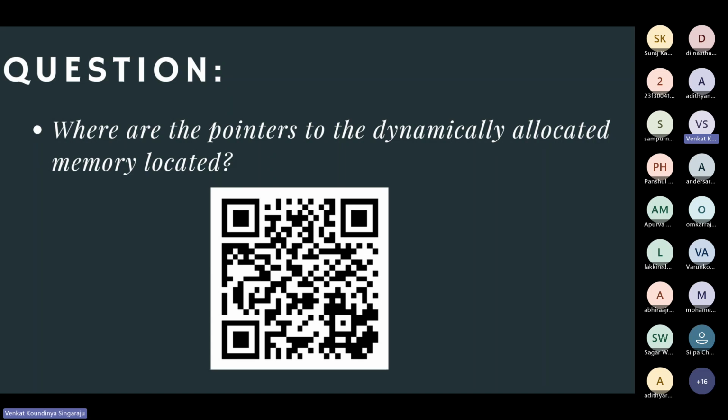This is another question. So basically we have seen that the new operator returns a pointer. So it allocates memory in the heap and it returns a pointer. So now where is this returned pointer present? Is it present in the stack or in the heap? I'll again give it 2 minutes. You can start.